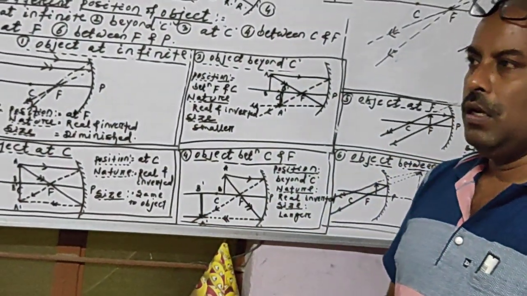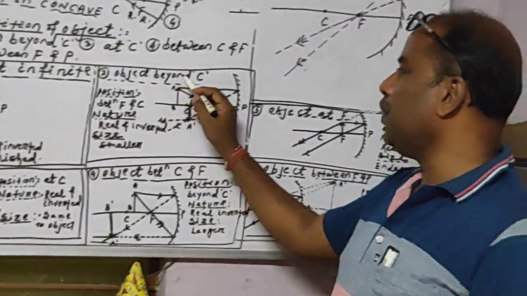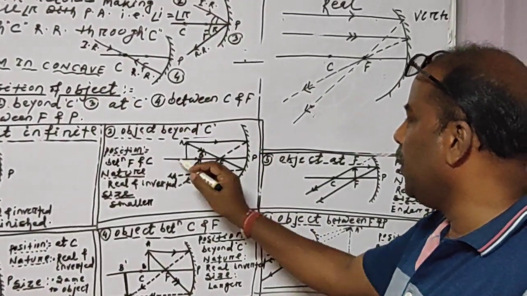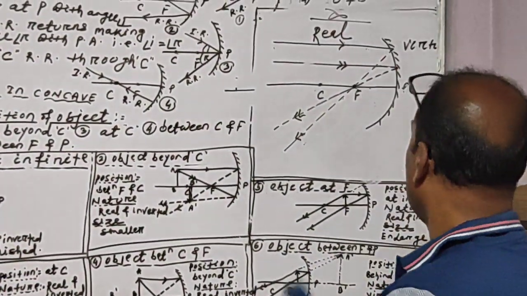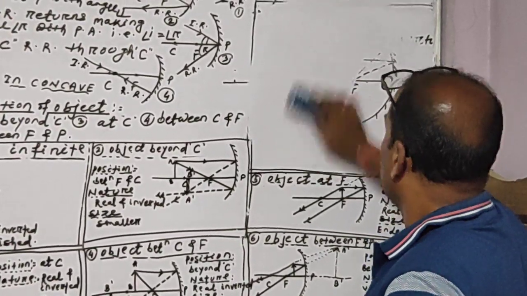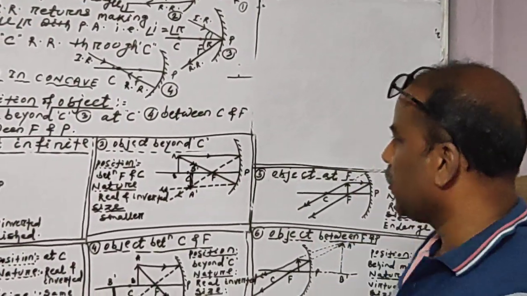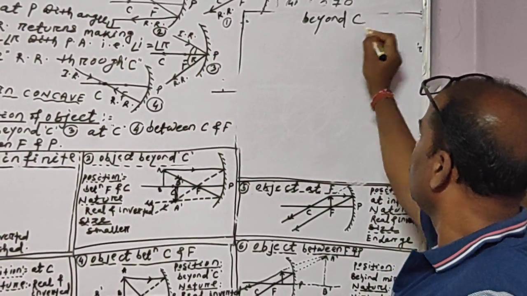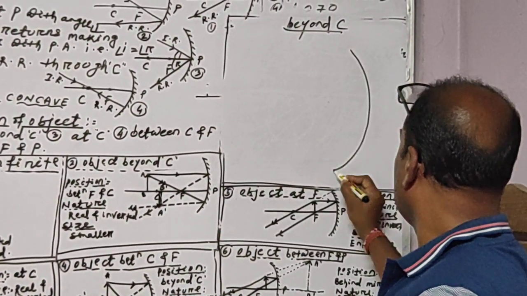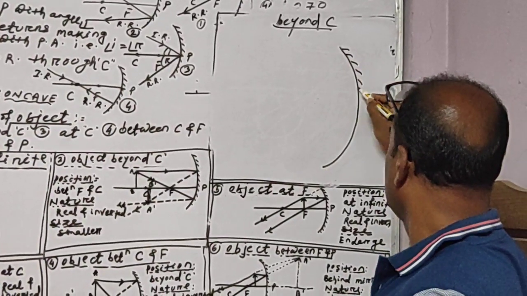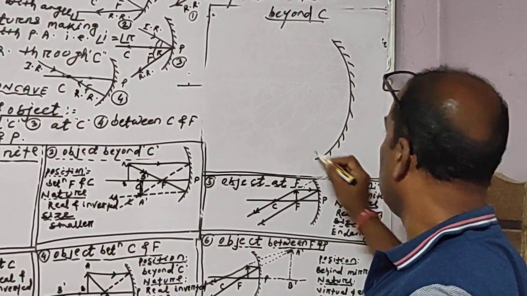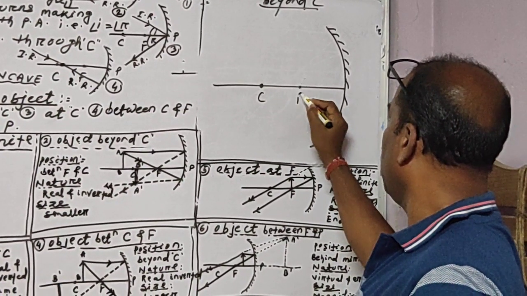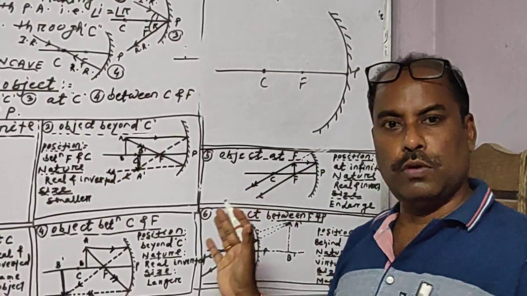The second position is object beyond C. So now I have taken the mirror and beyond C. Let us see again for the second. This is the second, beyond C. Now mirror, shading on the rough surface, principal axis. This is called C, this is called F, this is called P.